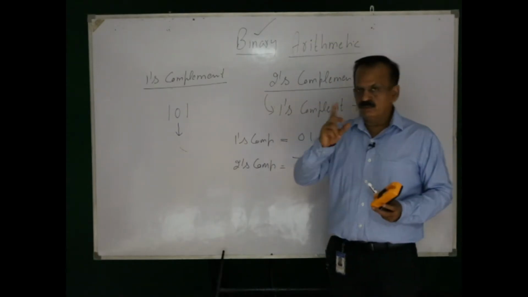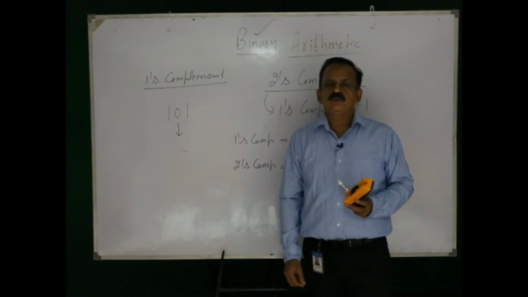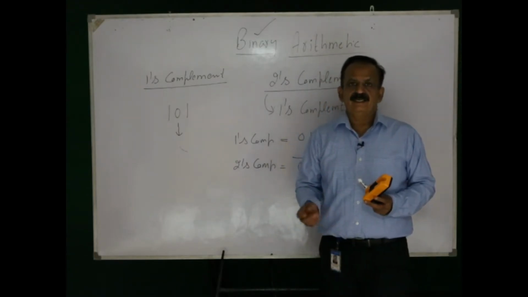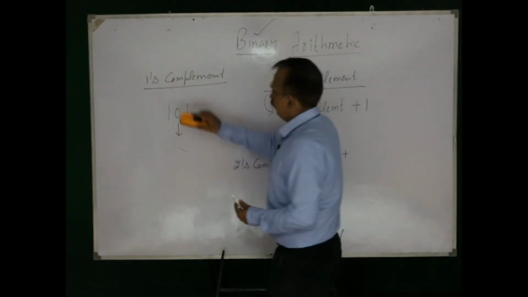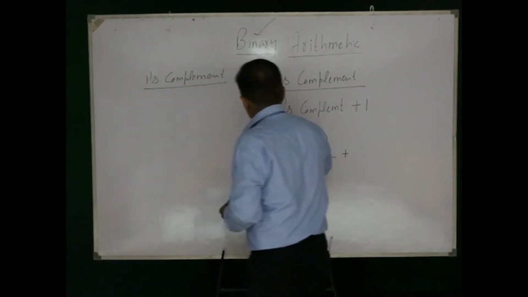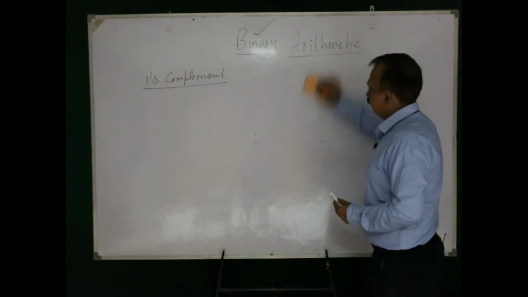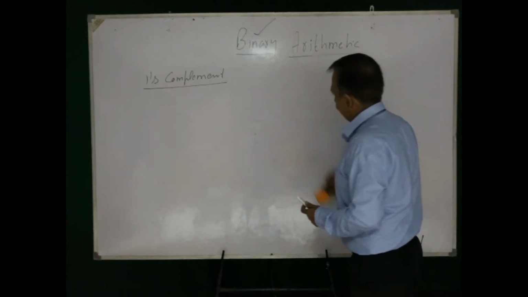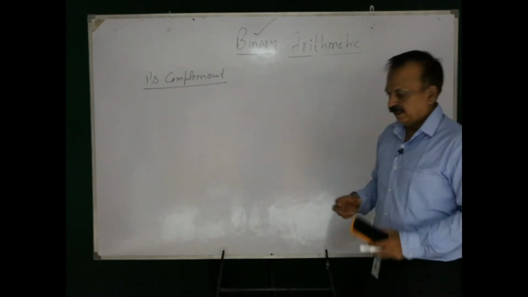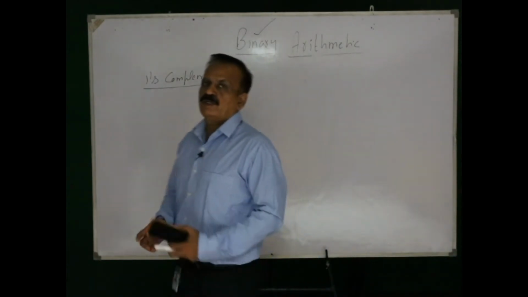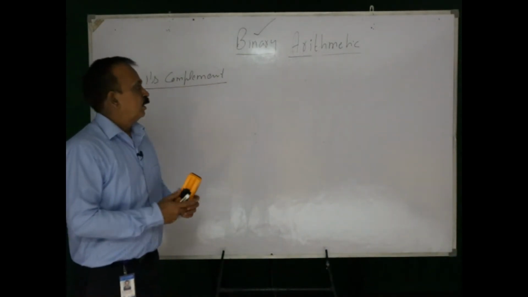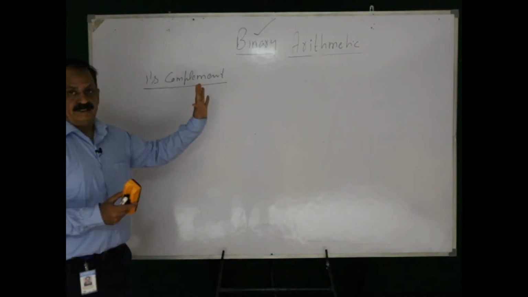Now these 1's and 2's complement, these can be used for subtracting the binary numbers. Now I will start with 1's complement method of subtraction. Carefully listen to me what the steps I am using, and after that with example we will be going through those steps. Now 1's complement method of subtraction.